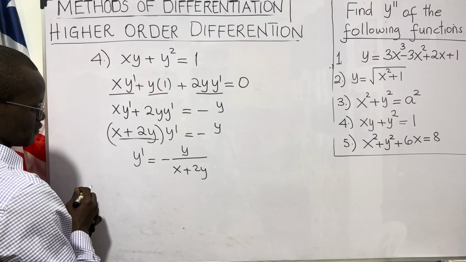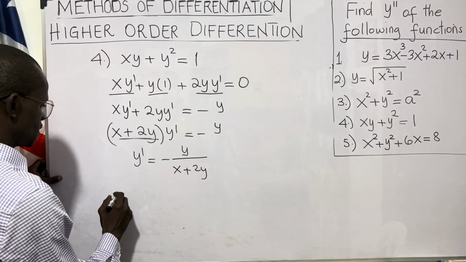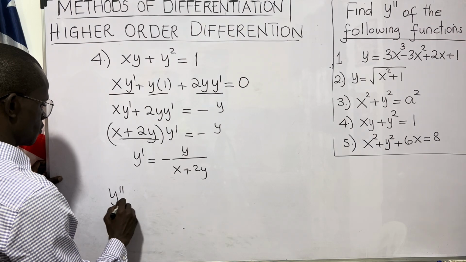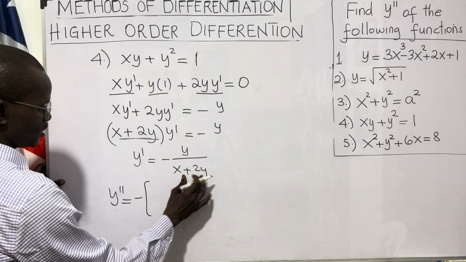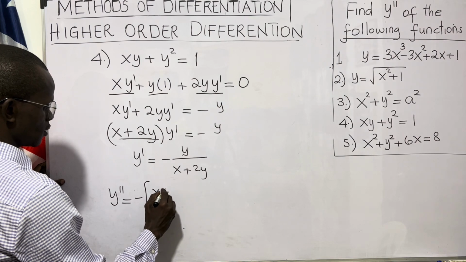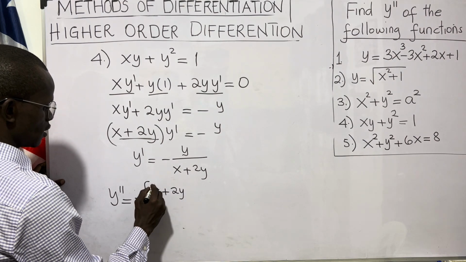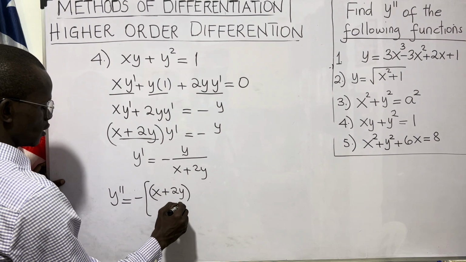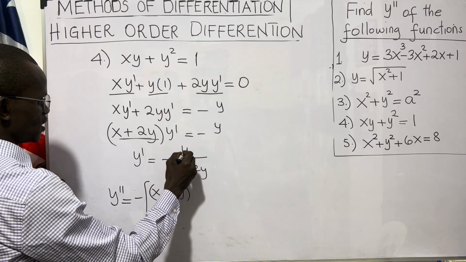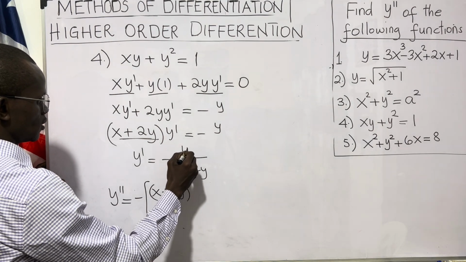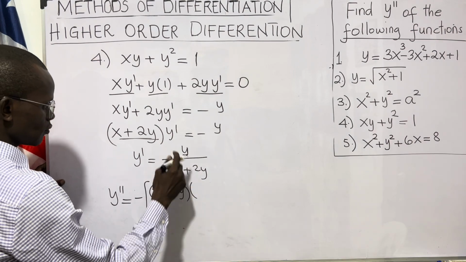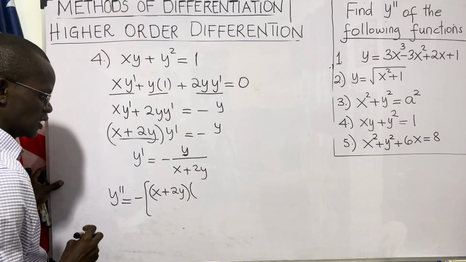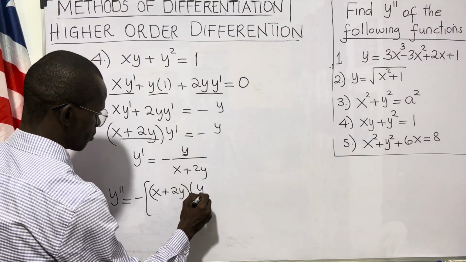That's the first derivative. Now we find the second derivative, y prime prime. Using the quotient rule, we hold the denominator, x plus 2y, and then we differentiate the numerator. The derivative of y just gave us y prime.